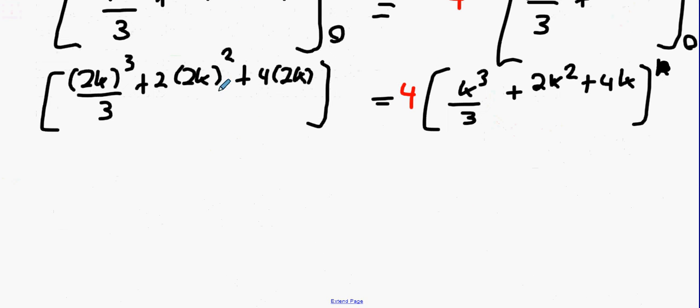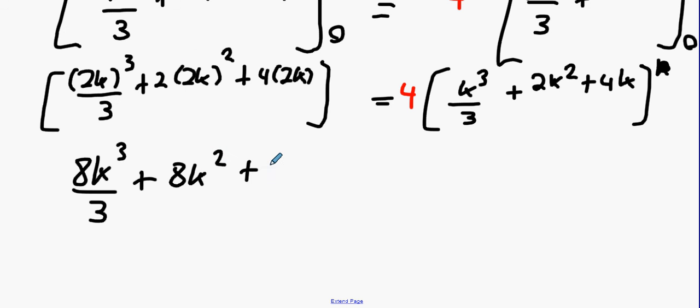Looks like the ending will be quite complicated, so here we go. 2k to the power 3, anybody? K cubed plus 8k squared plus 8k equals, that's going to be 4k cubed over 3.